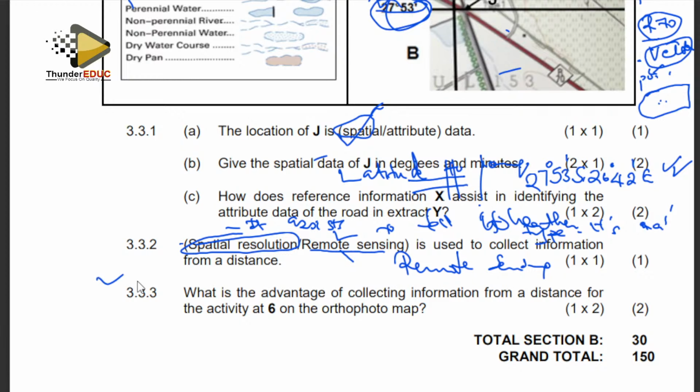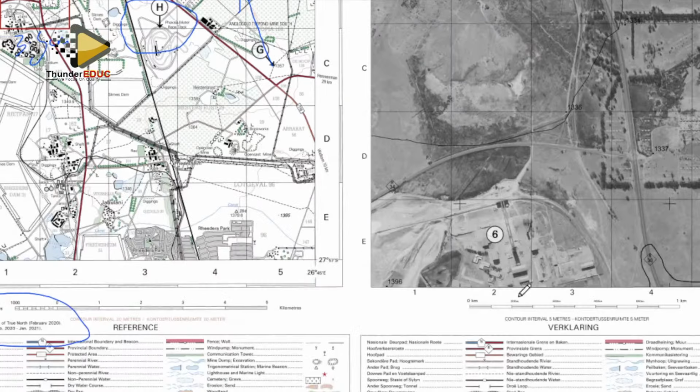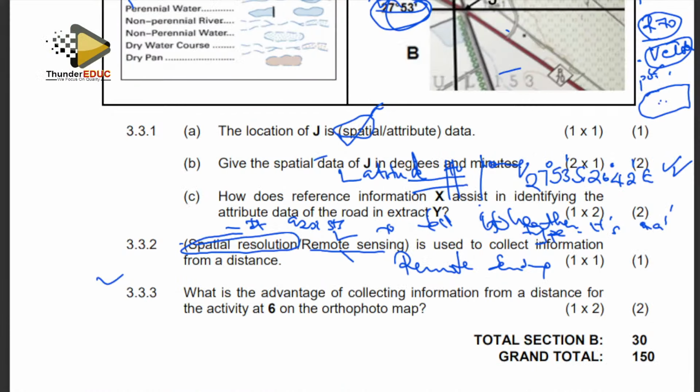We go to the last question. The last question in this paper is, what is the advantage of collecting information from a distance for the activity at 6 on the orthophoto map? We'll go to the orthophoto map. 6 is here, which we all know. We have identified the 6 as what? As mining. All right?